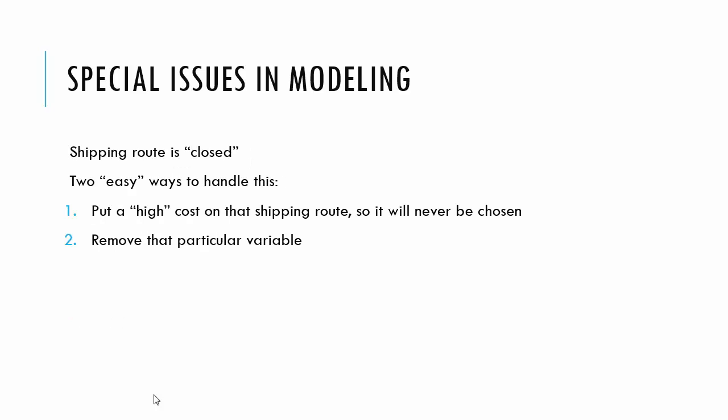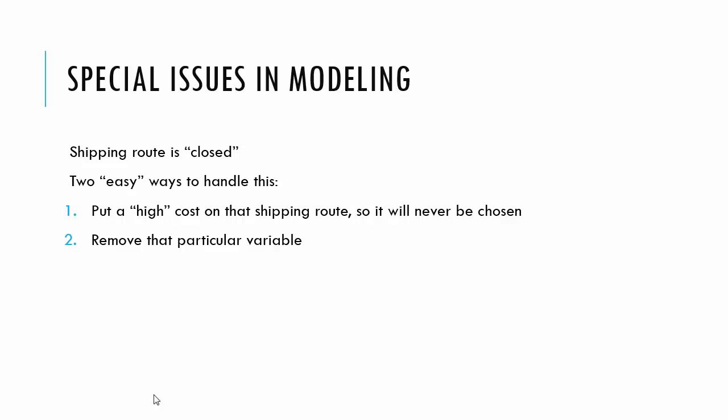The second issue that often arises is that a shipping route becomes closed or no longer desired for use. There are two ways to handle this issue. First, you could simply put a high cost on that route and resolve the problem in Excel. The cost should be high, but not astronomically high, to avoid numerical precision issues. In our example, a cost of $99 would easily keep us from using a route. In fact, I would probably put it even lower than that.